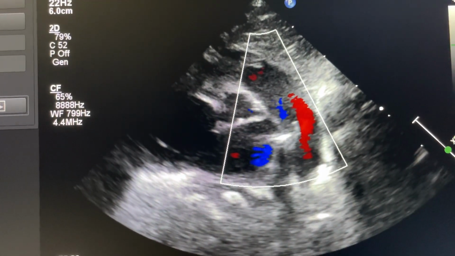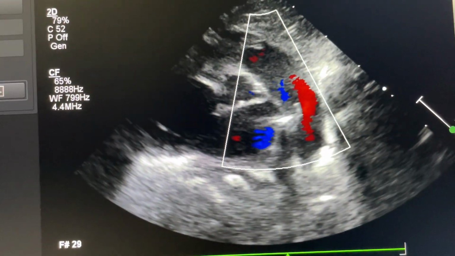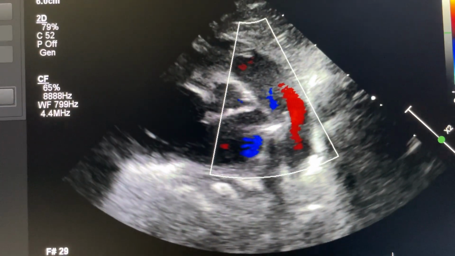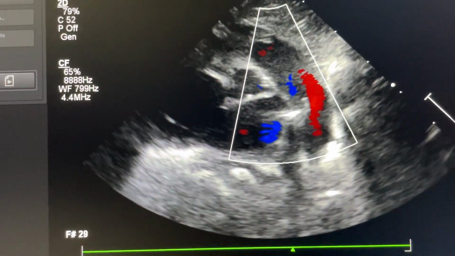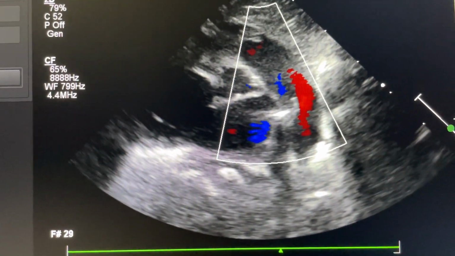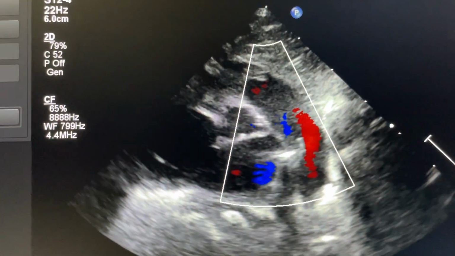So whenever the pressure on both sides is almost equal, then the flow becomes bidirectional. In some part of the cardiac cycle, pressure is higher on the right side and flow is from right to left, then pressure becomes higher on the left side, and flow is from left to right. So this is bidirectional flow.